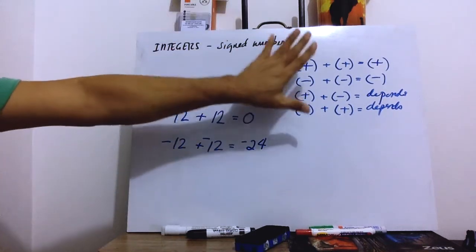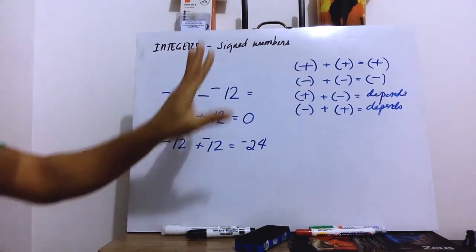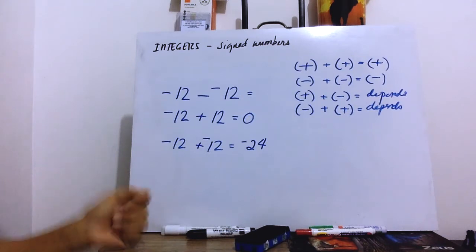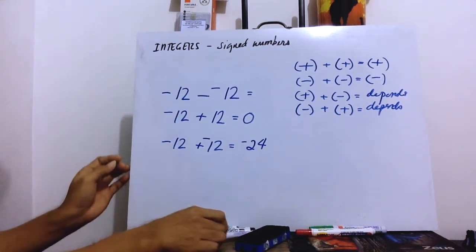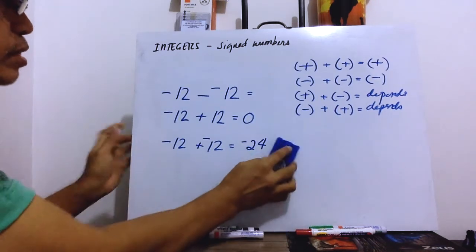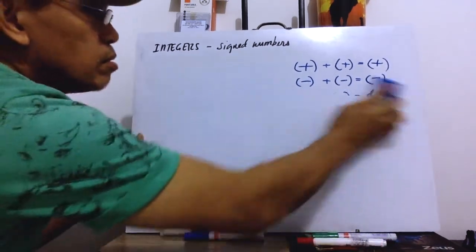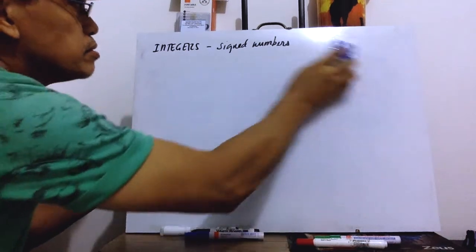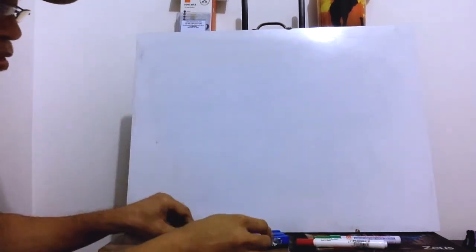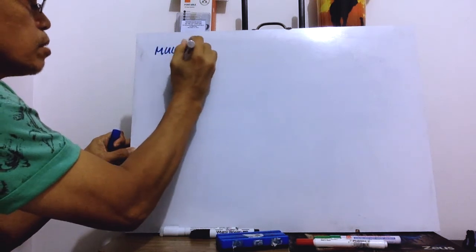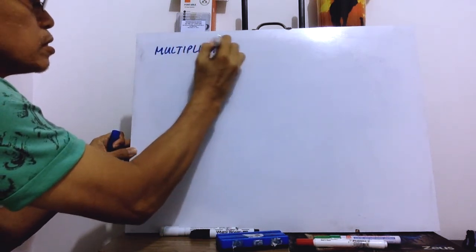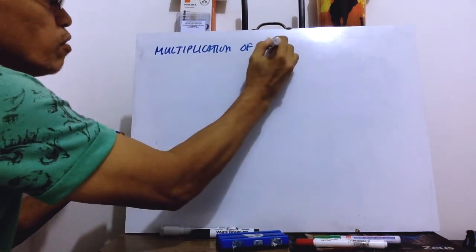Always remember this rule. Okay? Now, this is a rule for addition. It also works for subtraction. Okay? Just remember this. Okay? So much for that. Let's now go to multiplication and division. Right? Multiplication of integers.